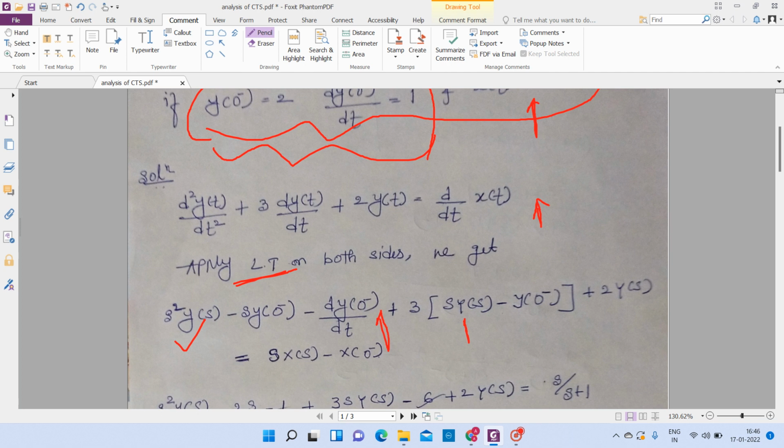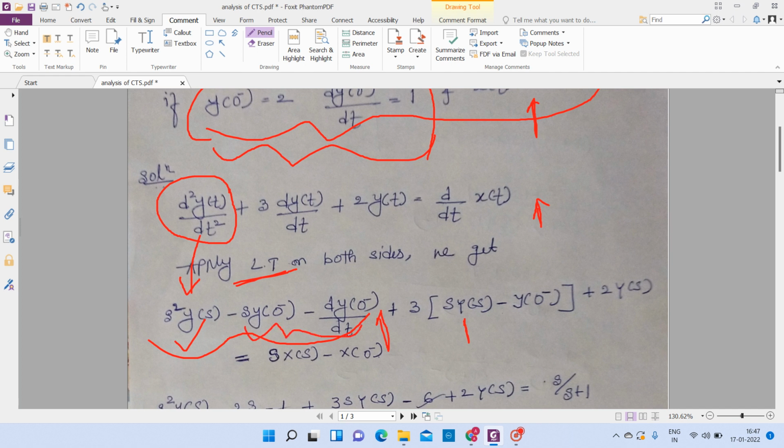Here we are converting this differential equation to the frequency domain using the Laplace transform. For d square y of t divided by dt square, we have to write these three terms: s square Y of s minus s into y of 0 minus dy of 0 by dt, right? The first term comes from the given equation, and the remaining terms are the initial conditions.